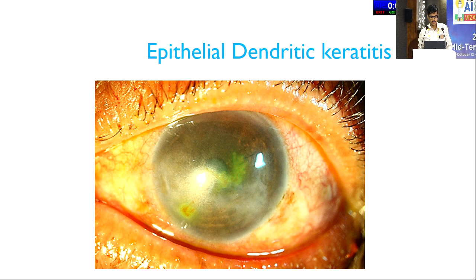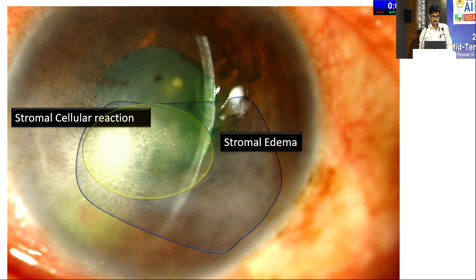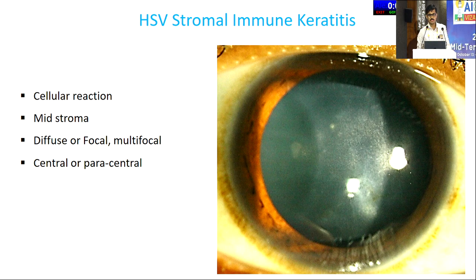Coming to our case, this is epithelial dendritic keratitis. Again, the same case: if you look closely, there is stromal edema and again some cellular reaction. So what is the diagnosis again? Stromal classification is immune stromal keratitis and necrotizing stromal keratitis. How do we differentiate between these two, immune and non-immune? If there is a stromal infiltrate in HSV keratitis and it is associated with an epithelial defect, it is necrotizing stromal keratitis, and if the epithelial defect is not there, it is non-necrotizing or immune stromal keratitis.